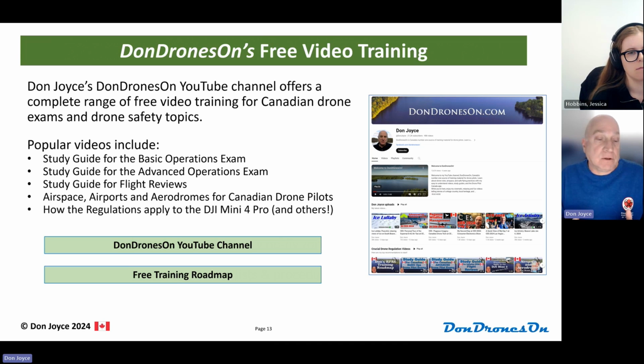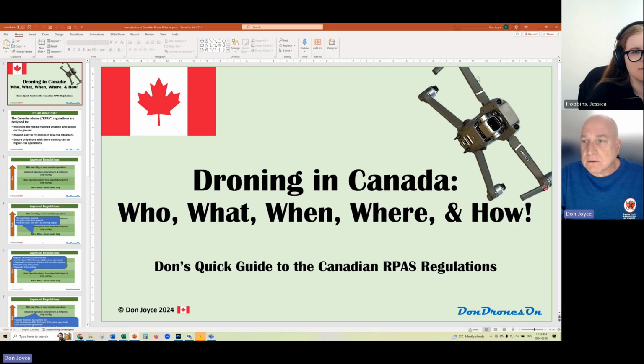One of the things on my YouTube channel is a free training roadmap. It's a downloadable PDF that gives you a nice way to walk through the various videos that I have that are applicable to either the basic or the advanced or both, stuff like that. All right, so I think that was it. Yes, it is. Now, how do I get out of this? Sorry.